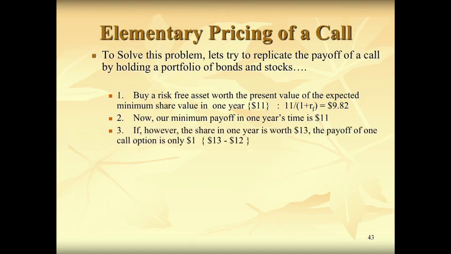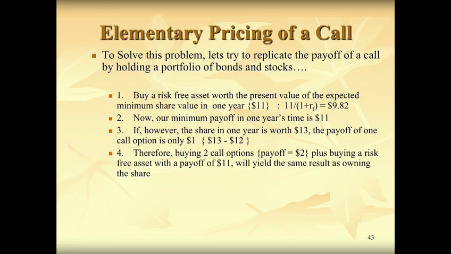Now, because strike price is $12, if stock price is at $11, you're out of the money, right? So all you're earning is from your bond, the first part. Now, if stock price is $13 and strike price is $12, your call is in the money, you earn $1, right? Now, you know from 13 to 11 is $2, right? So you need 2 calls, because you need to earn $2, okay?